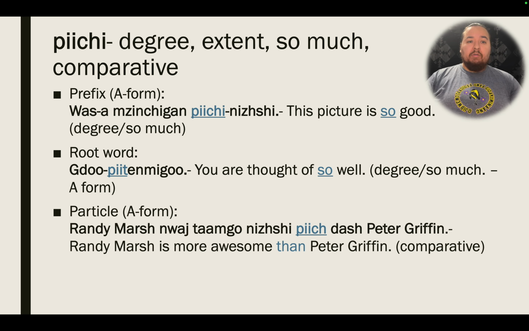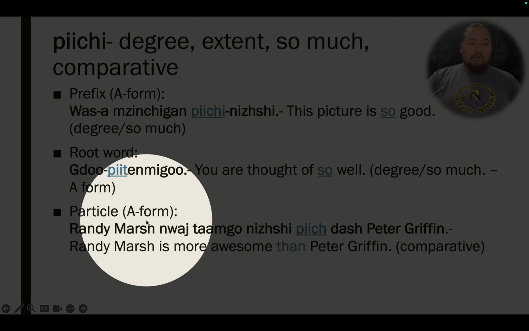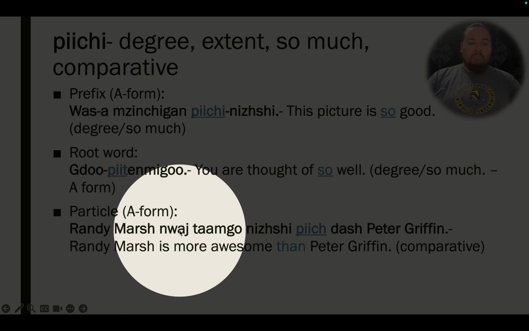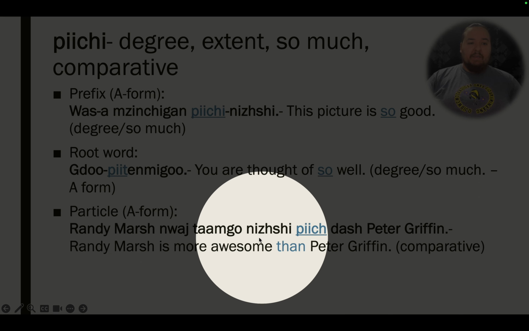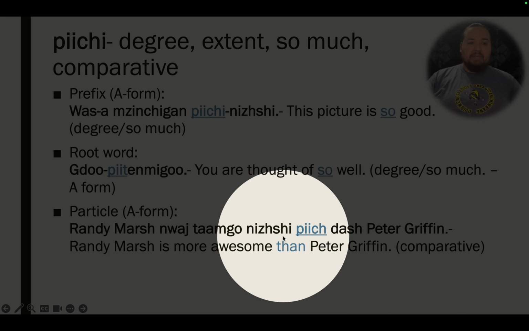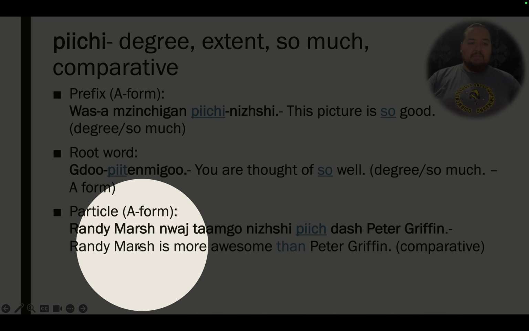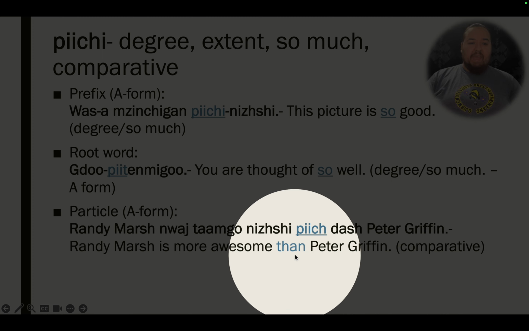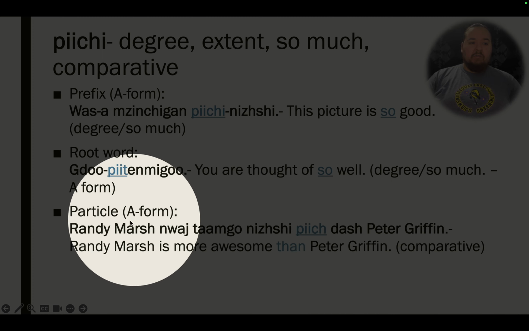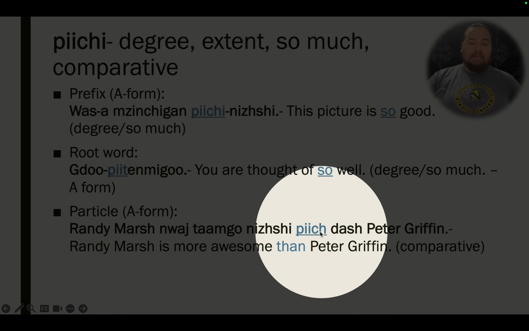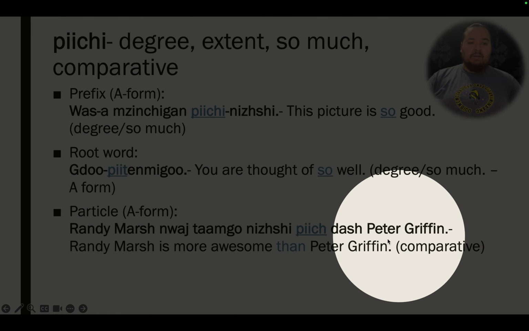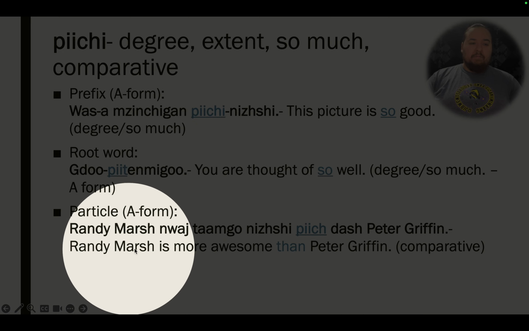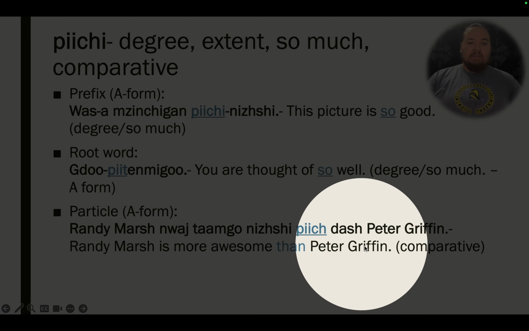Now we have it as a particle form. So Randy Marsh, Nwach, Tom Go, Nish, Peach Dush, Peter Griffin. We have that as Randy Marsh, Nwach, more, Tom Go, very, Nish, good, he or she's good. So we translate it as Randy Marsh is more awesome. Peach Dush, than. So this is where we're comparing it. When you use peach as a particle, independent word. So Peach Dush, Peter Griffin. So Randy Marsh is more awesome than Peter Griffin.